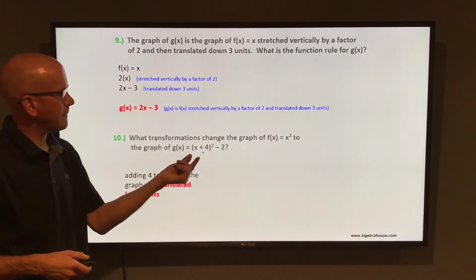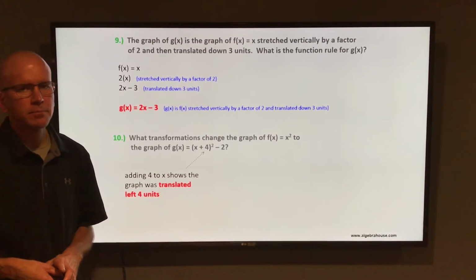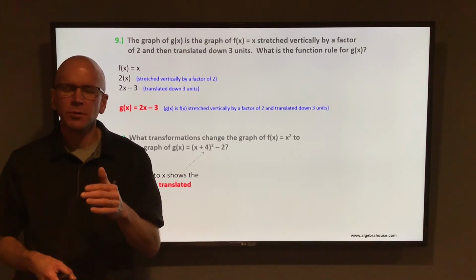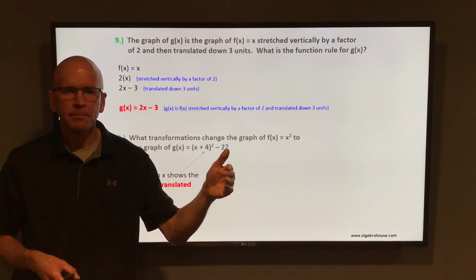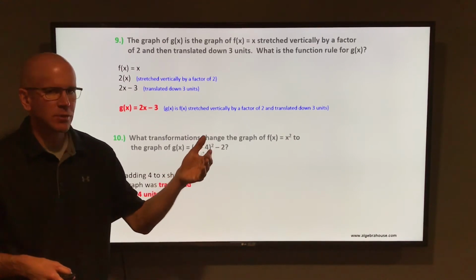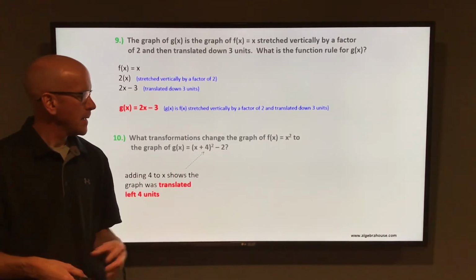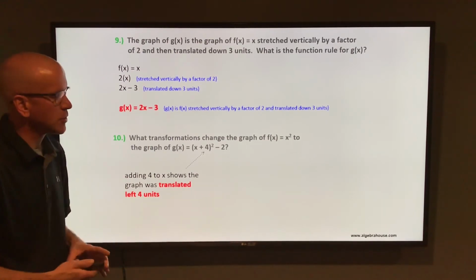So if you add 4 to the value of x, remember when you add to the value of x, that's opposite of how you're trained to think. Usually when you think add, you're going to the right. But when you add to the value of x, it's actually going to shift the graph to the left, in this case, 4 units. Now it's minus 2, you're subtracting 2 from the value of y.